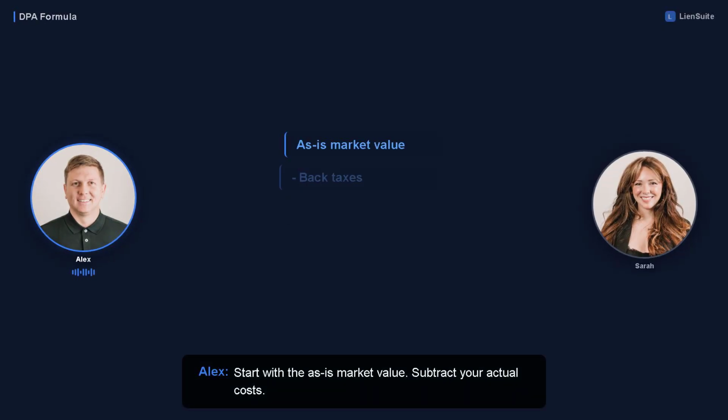Right, in DPA, your formula starts with the as-is market value. That's what the property is worth right now, in its current condition, with a clear title. Not fixed up, not after renovations, as is. Then you subtract your actual costs. Back taxes you'll need to pay off, title cure costs, which could be a few $100s for a simple quitclaim, or up to $5,000 for a quiet title action. Holding costs while you clear the title, things like property insurance and ongoing taxes. And then your profit margin, usually 20 to 30% of the as-is value. What's left is your maximum offer.